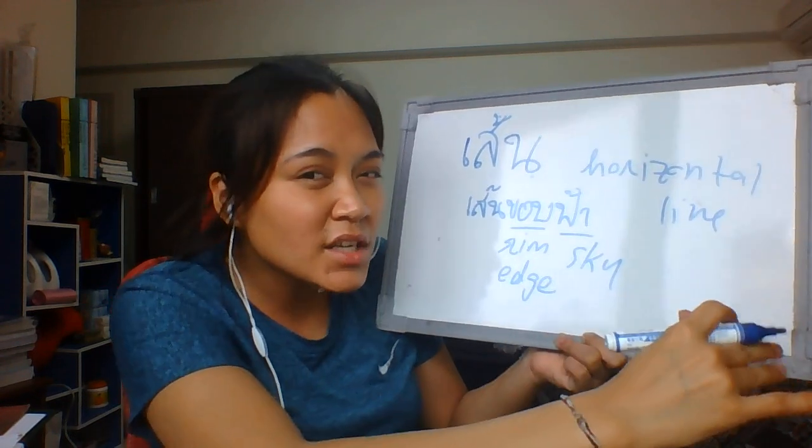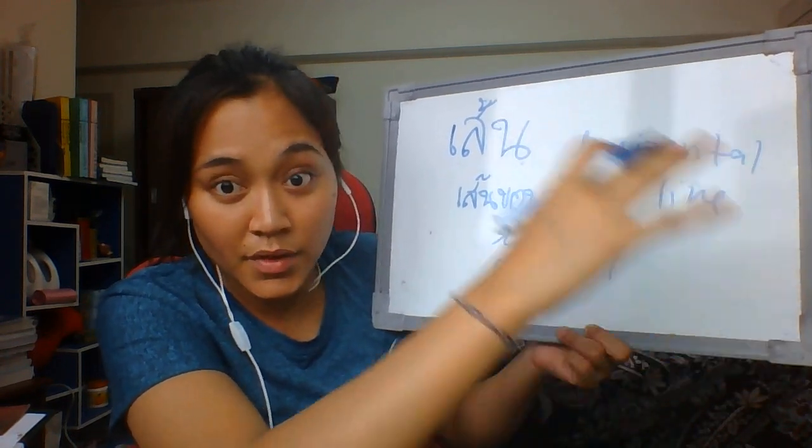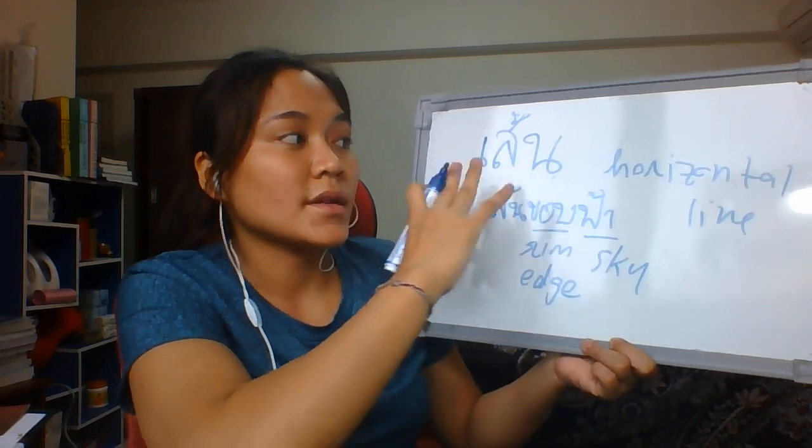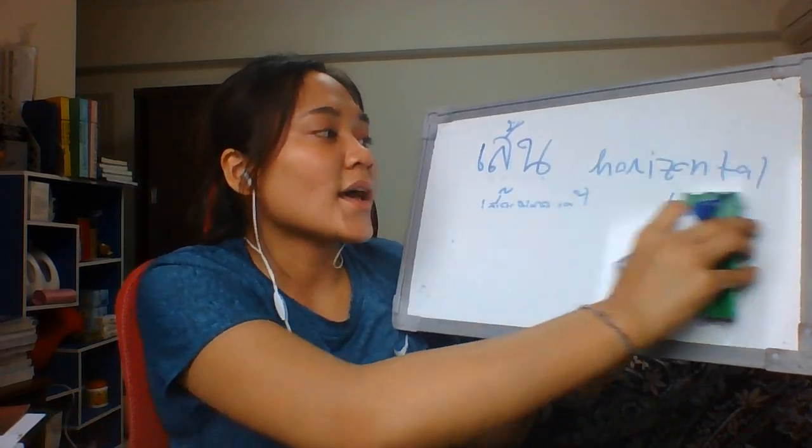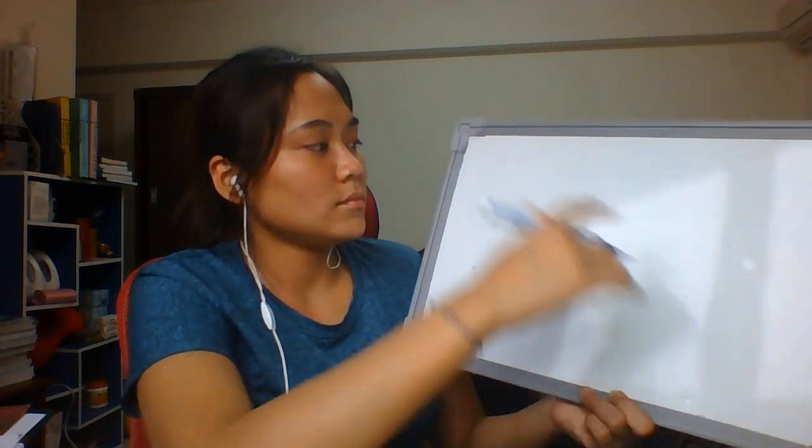You can't really touch it, but you can kind of see that it's there. เส้นขอบฟ้า, that is the meaning of เส้น. Now we're looking at สาย.